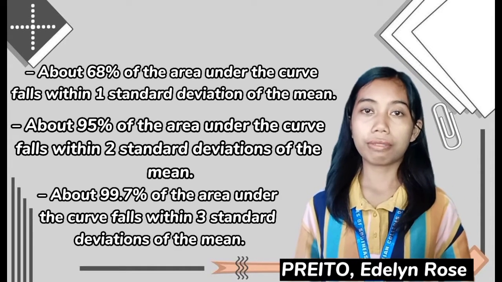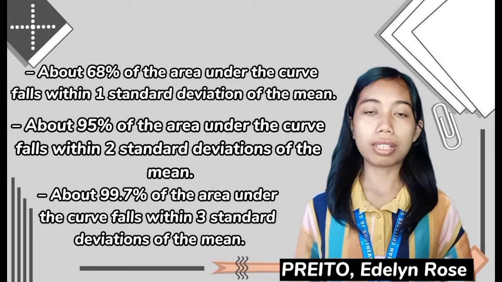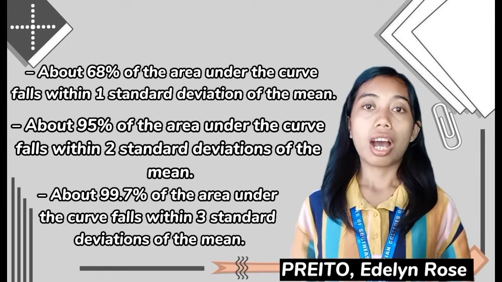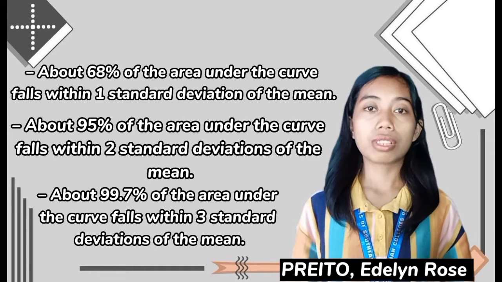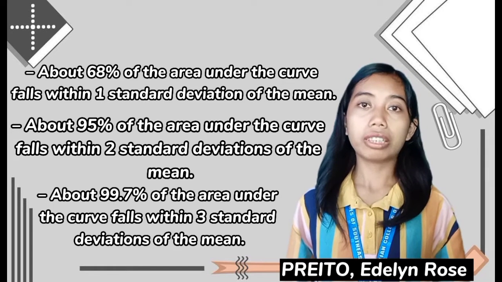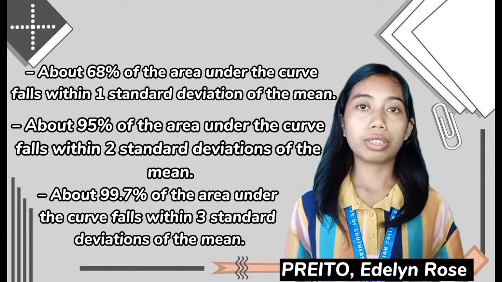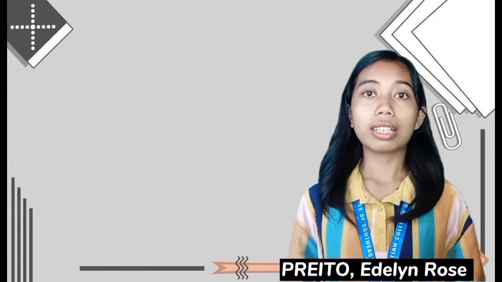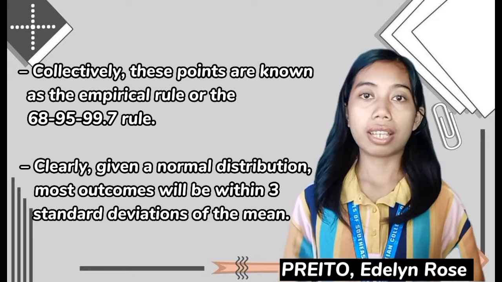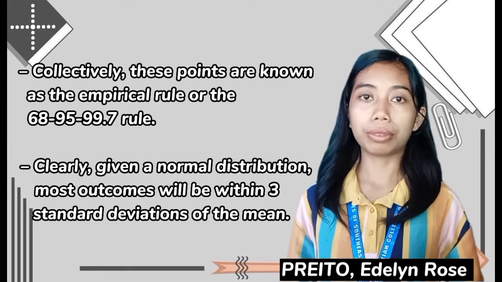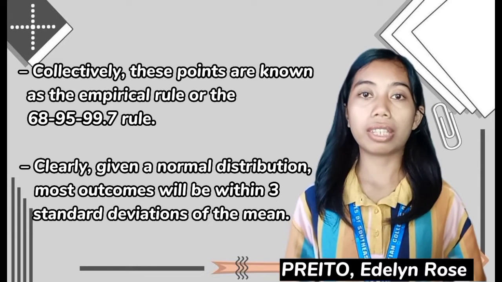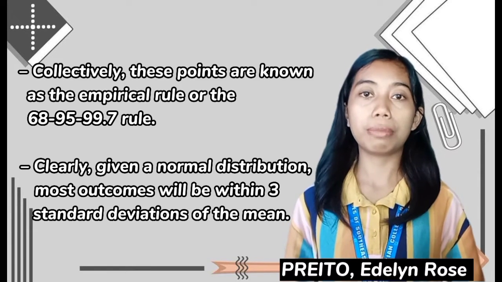About 68% of the area under the curve falls within one standard deviation of the mean. About 95% of the area under the curve falls within 2 standard deviations of the mean. And about 99.7% of the area under the curve falls within 3 standard deviations of the mean. Collectively, these points are known as the empirical rule or the 68-95-99.7 rule. Clearly, given a normal distribution, most outcomes will be within 3 standard deviations of the mean.